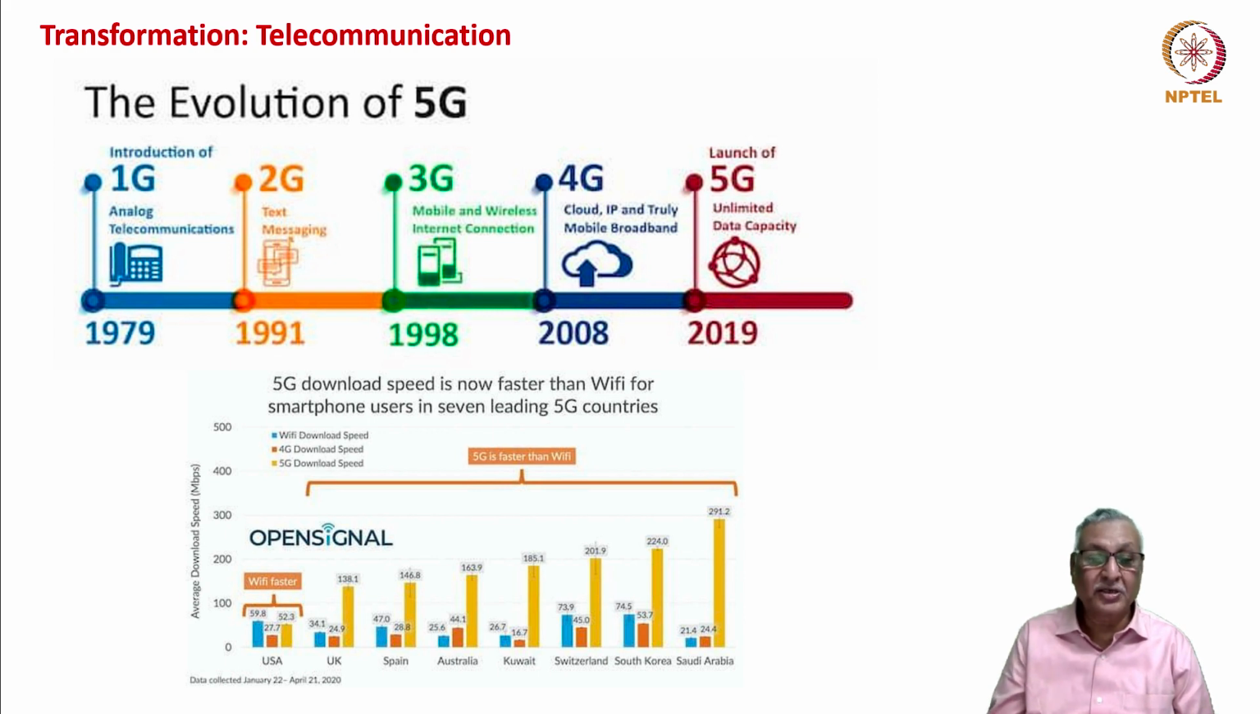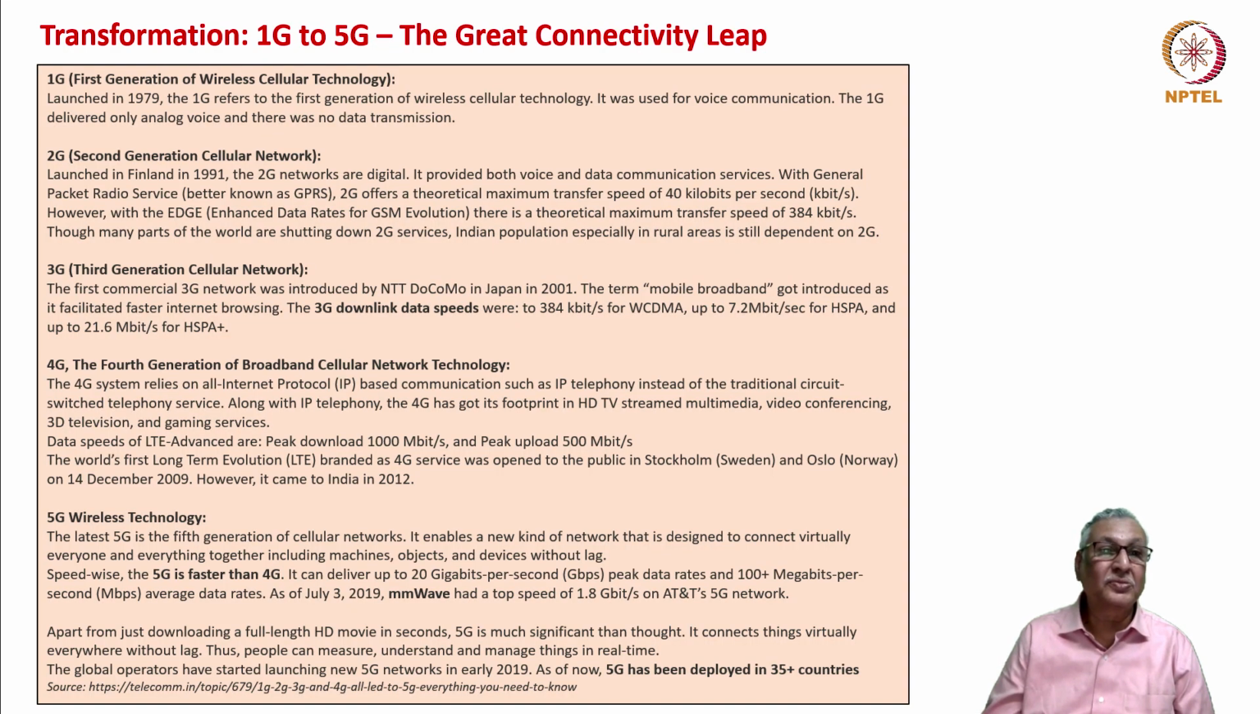And in several countries, the speeds have gone up further, and the highest is in South Korea, Saudi Arabia, followed by Switzerland, Kuwait, Australia, Spain and UK. So there are no limits as to which type of country could have which type of download speed, because 5G can be universally deployed with unlimited data capacity with the appropriate infrastructure. And what do these terminologies mean?